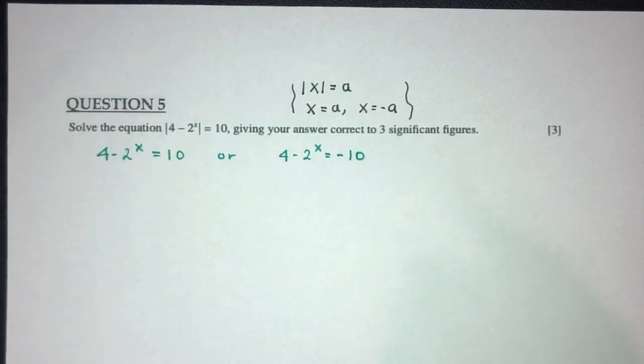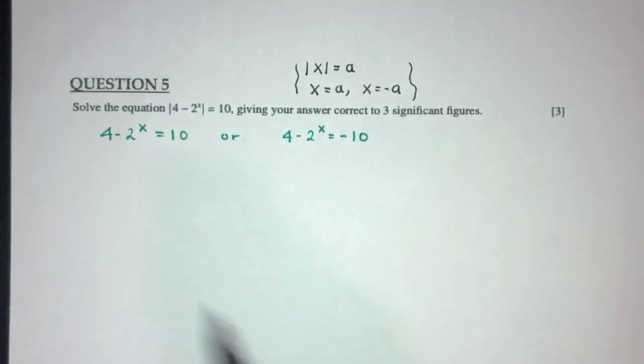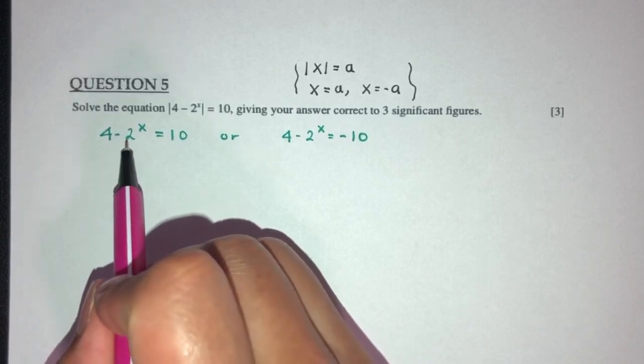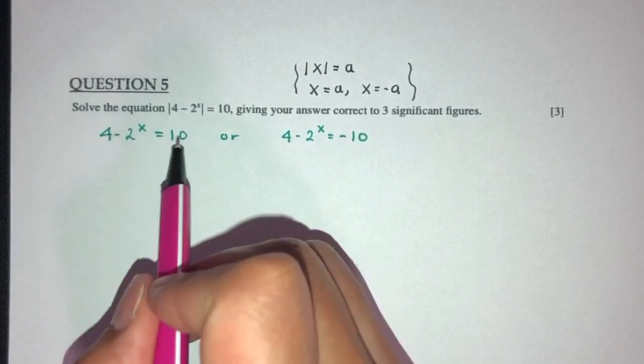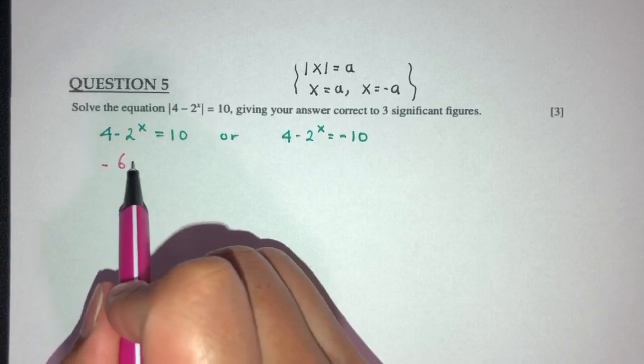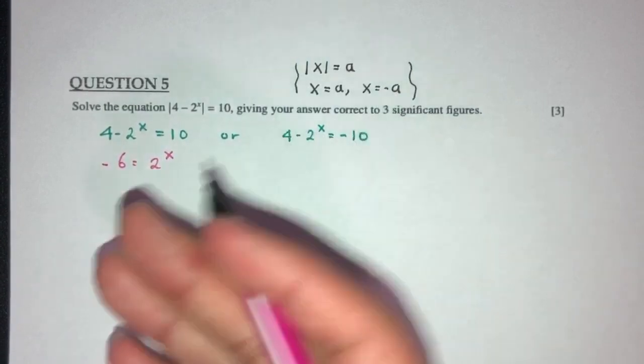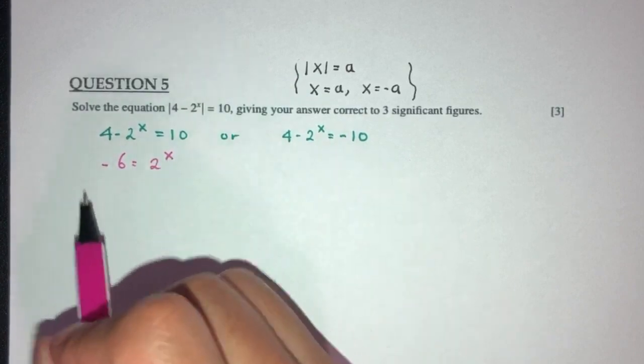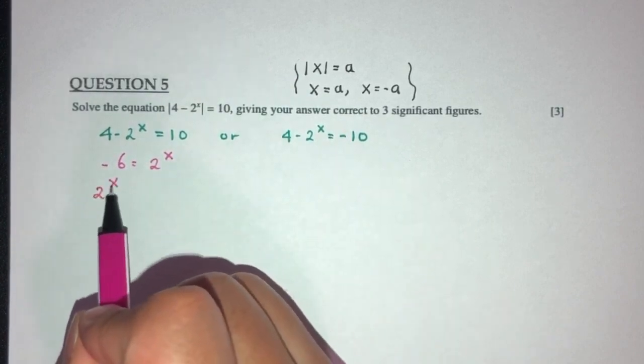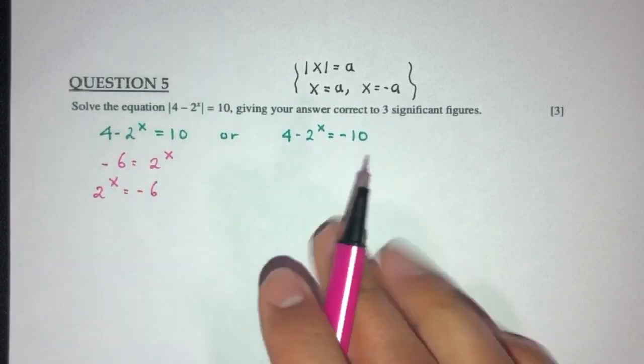Solving means making x your subject, so let's do this step by step. We can first send this over here and this over here, so 4 minus 10 should be minus 6. That will be 2 power x. Now, I don't like to work in this direction. Let me change direction. Let me write this over here is equal to minus 6.